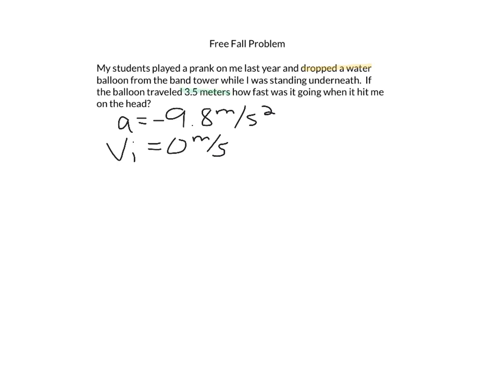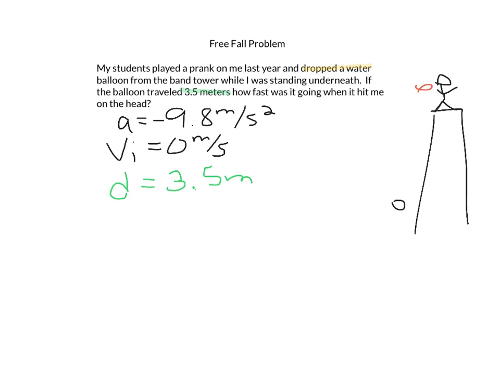That 3.5 meters, you need to figure out that meters measures distance, so that's the distance that it travels. And because this is a free fall problem, it's traveling straight down. So I'm just going to draw a picture: here's the band tower, here's the little student that decided to drop this balloon on my head, and here I am just standing nicely minding my own business, and this balloon drops straight down, and that distance is 3.5 meters.